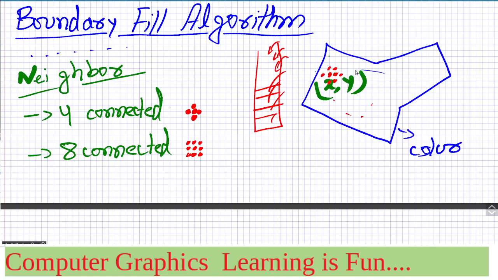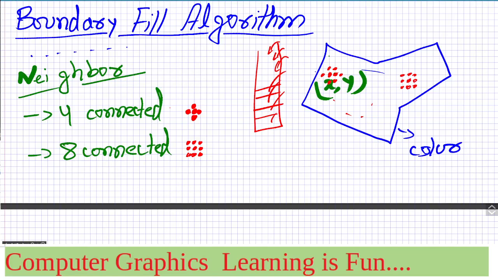Okay, definitely this was the story of 4 connected. If it was 8 connected, what will happen? You can understand, it will move to 8 new pixels every time. This is what you do, right?